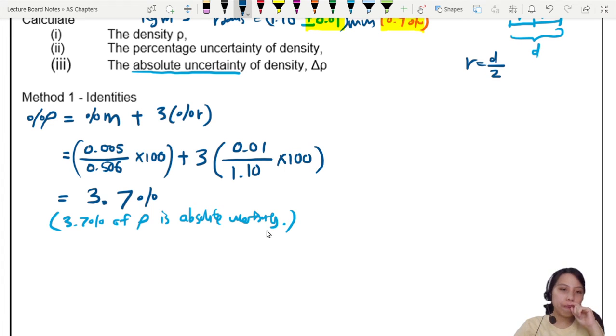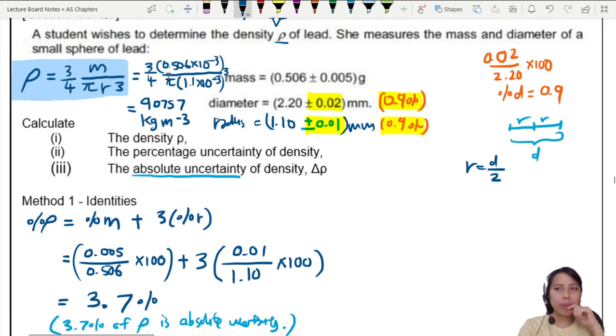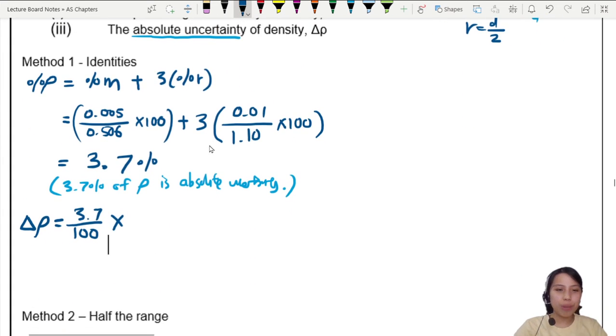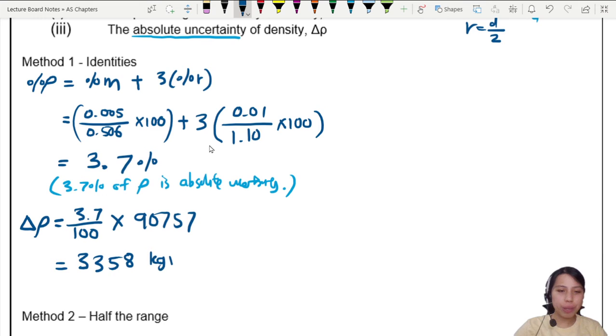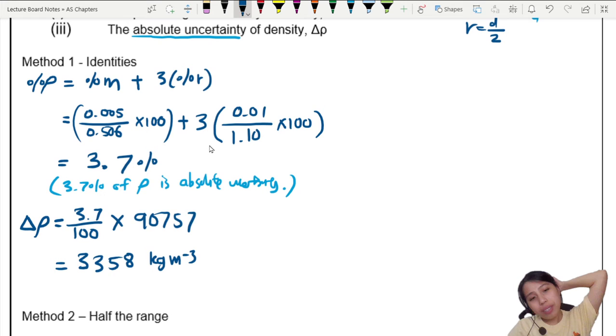Wow, so big. Okay. So to find our absolute uncertainty now, we say 3.7 divided by 100. This amount is the error. So what's our value just now? Our value of density is all the way up here, 90757. So we're going to put 90757 inside there. And what do you get for the final value? So we get about 3358 kilograms per meter negative 3. Oh, that's pretty big. How do we report the final value?